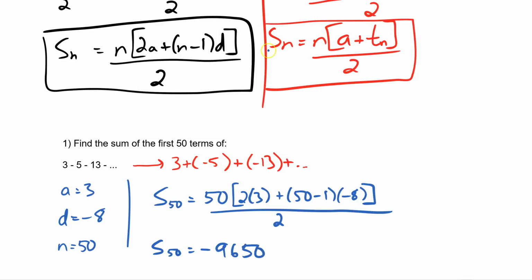Now, it would be possible if you wanted to use the second equation. But what you would have to do is figure out what the final term is. Essentially, you'd have to figure out what term 50 is first as an arithmetic sequence. But that would be adding a bit of work. As you can see, we can solve this in only 2 steps.